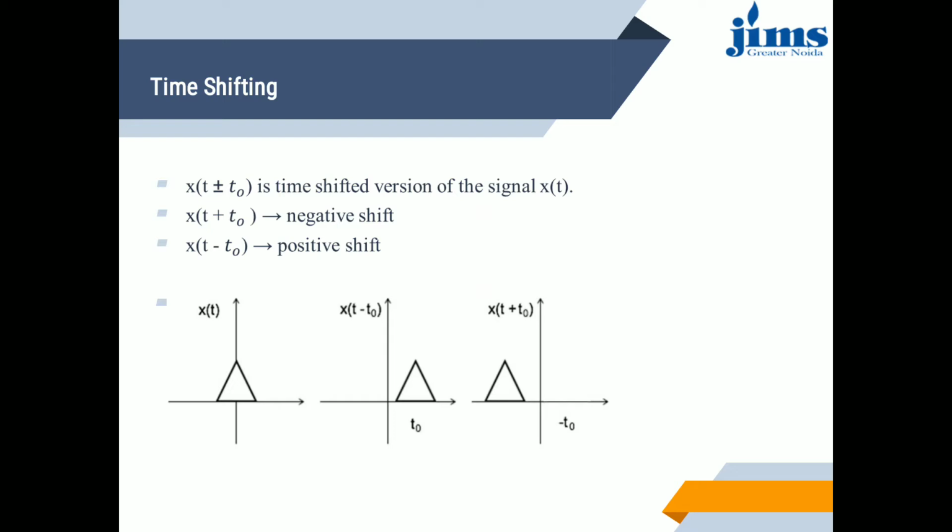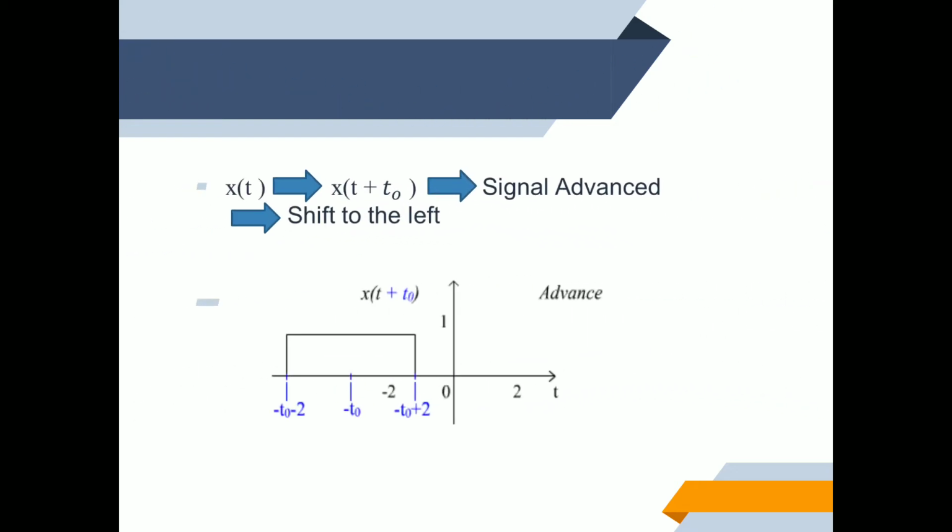Shifting a signal in time means that a signal may be either advanced on the time axis or delayed on the time axis. x(t) can also be written as x(t plus t naught), signal advance, shift to the left. Here is shown the right side and left side. x(t plus t naught) means the signal shifts to the left.